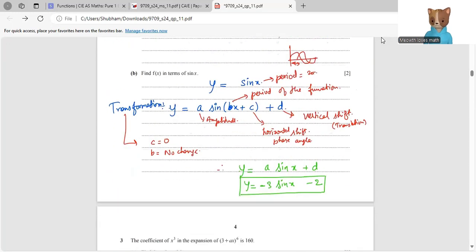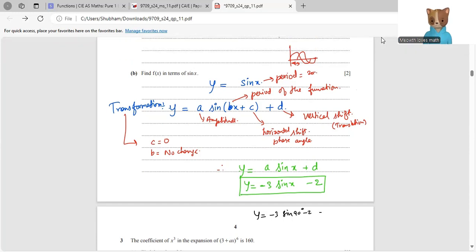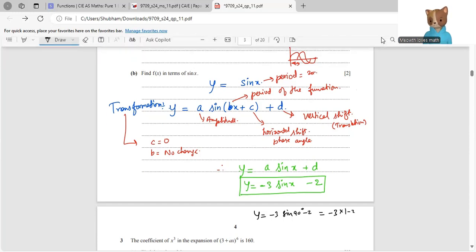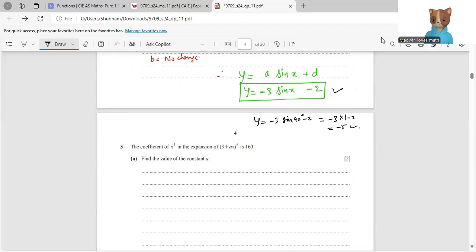So just checking the answer. So you get y equal to -3 sine 90 degrees minus 2. Sine 90 is 1. So -3 times 1 minus 2 is -5. And we are supposed to get y as negative. That means this is your correct answer. I hope you're convinced with this.